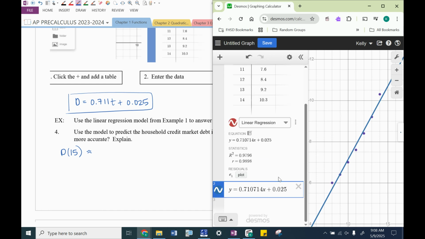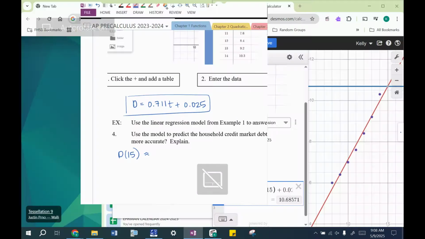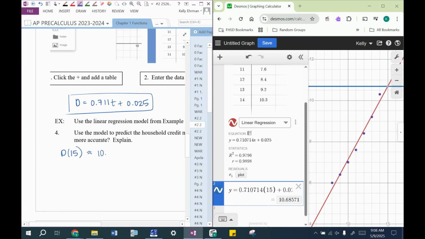So remember how we put this in here? Let's put the X in parentheses. And instead of X, let's just type in 15. What does that come out to? 10.686. We always round to 3 places for our AP test. And actually, if they tell us to give them a decimal approximation and we don't round to 3 places, they won't give us the credit because we're not following directions. It will say on the test to round to 3 decimal places. So $10.686 trillion.